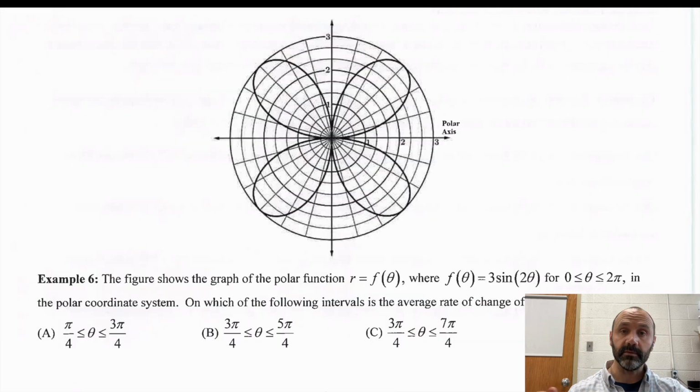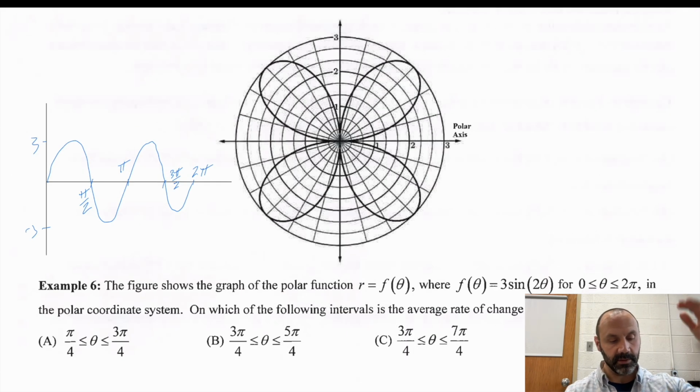Example 6. Here they give us a particular function, and they give us the graph of it, the polar graph. And we want to know on which of the following intervals is the average rate of change equal to 0. Well, one thing we could do is to just go back and look at the rectangular coordinates and look at it there. Average rate of change equals 0, though. What would that mean? What it means is that when you connect the 2 points, there's a horizontal line between them in rectangular coordinates. Basically, f of theta is the same for both ends of the interval. Let's draw it out.